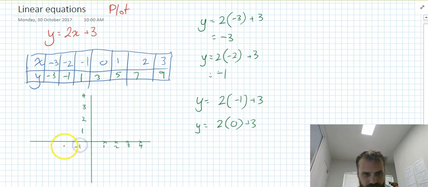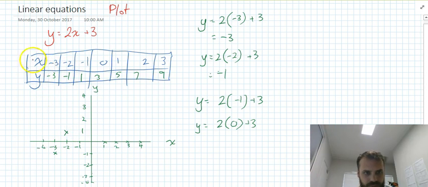-1, -2, -3, -4, and down -1, -2, -3, -4. Alright, so when x equals -3, this is the x-axis here, this is the y-axis here. When x equals -3, y equals -1. When x equals -2, y equals 1.